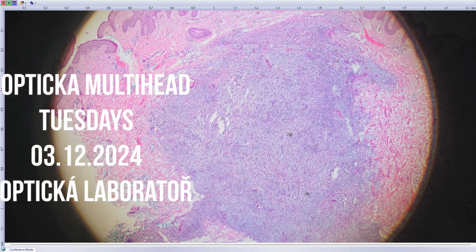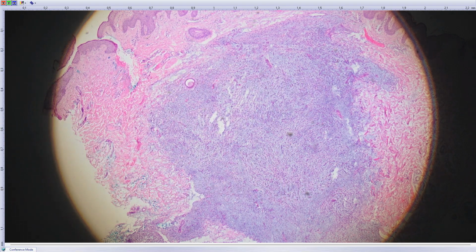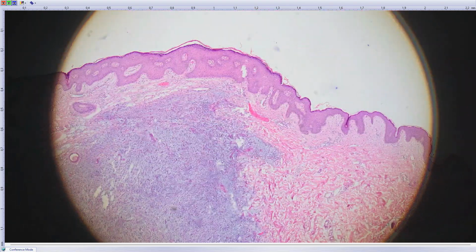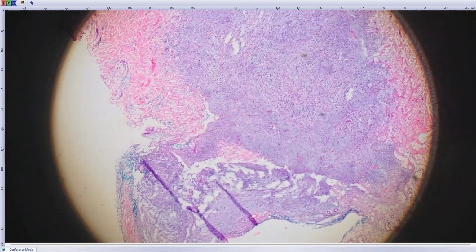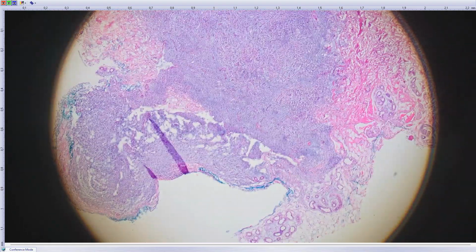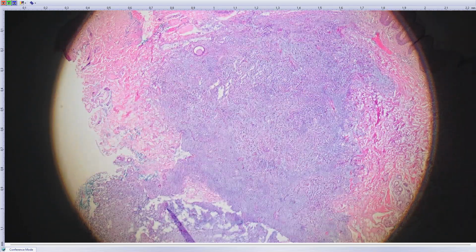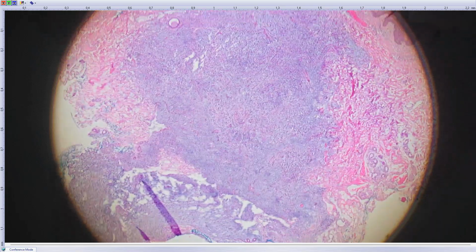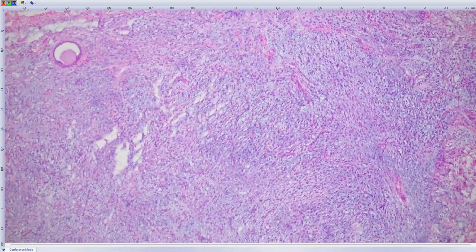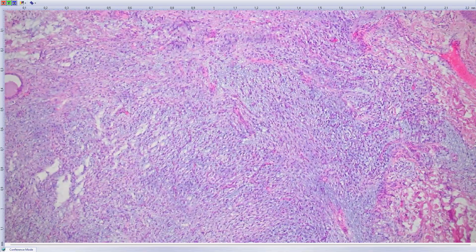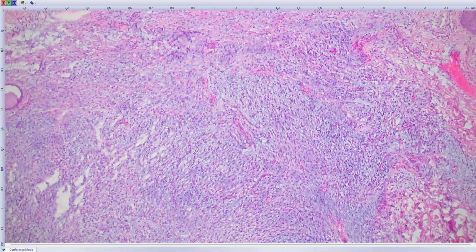We'll start with the first case. This was a 30-year-old lady with a tumor on her forearm. So a skin lesion, a relatively common tumor, completely benign. It's often multinodular. In this case, it's uni or binodular perhaps. Typically myxoid like this, with prominent thin, slightly curvilinear vessels.